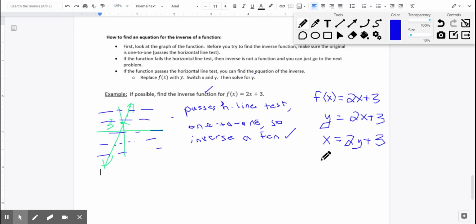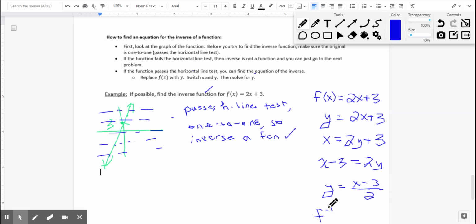So we want to get y by itself. So I'm going to move the 3 over by subtracting it. And then I'm going to move the 2 over by dividing it. And that's my inverse.